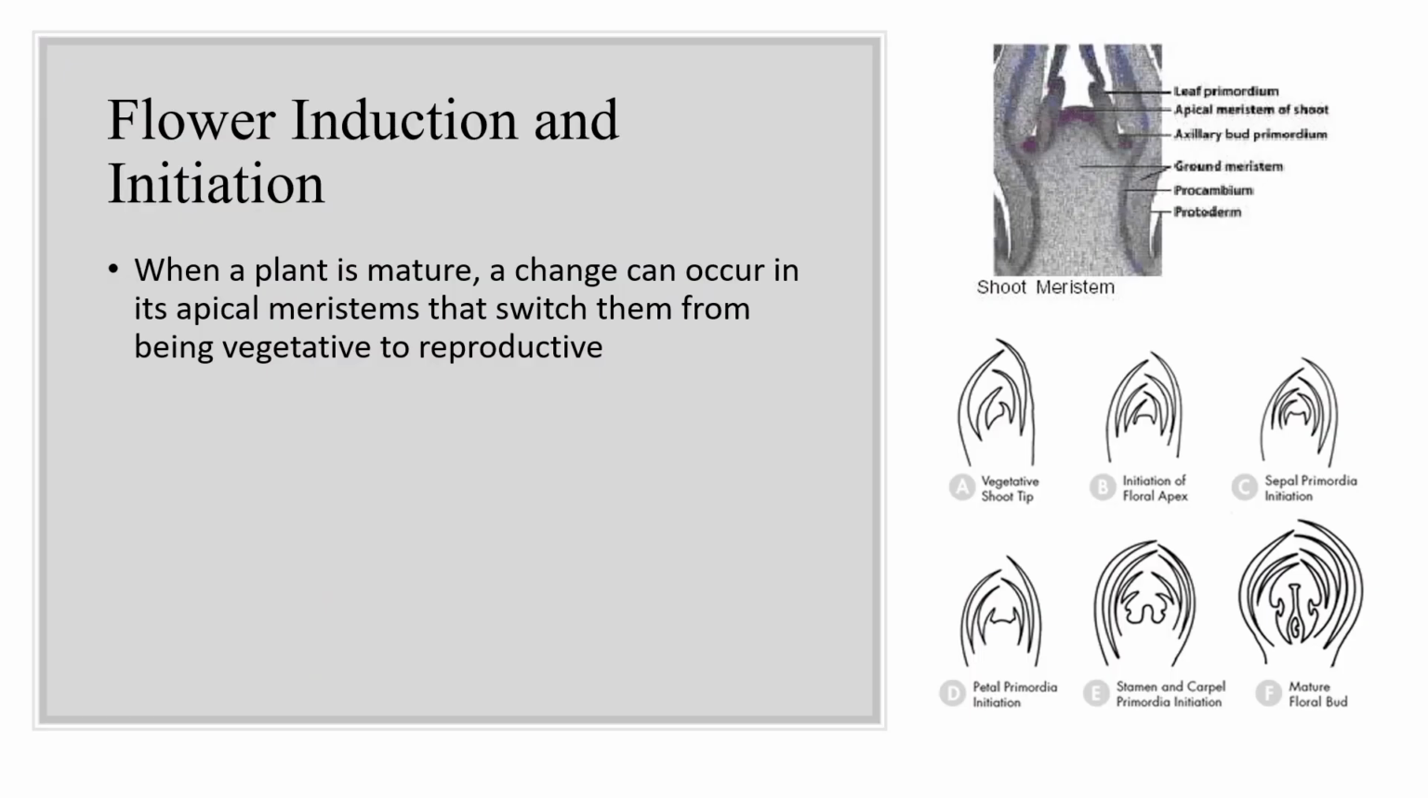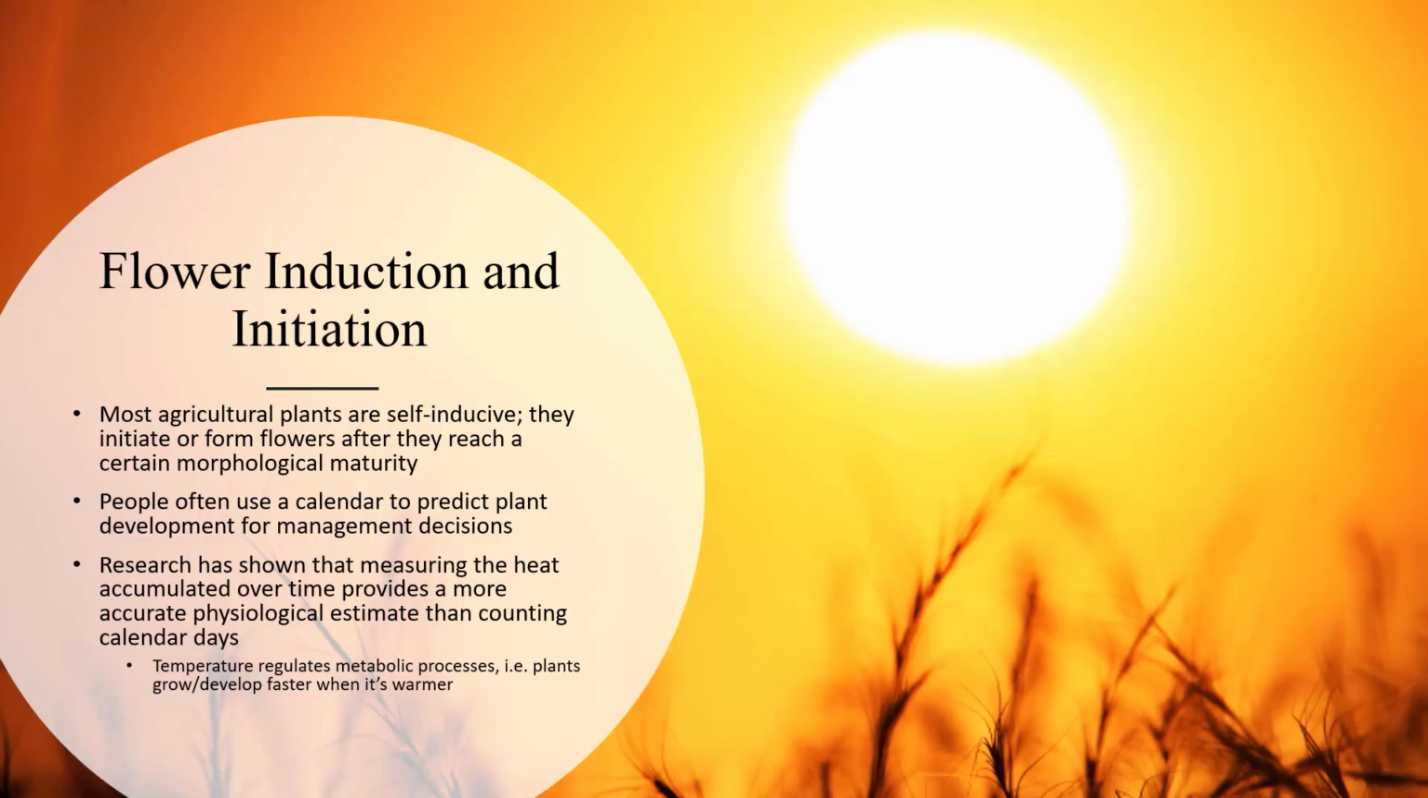Now, once we have a mature plant, what marks a mature plant is its ability to reproduce sexually. And that means the ability to flower. So when a plant becomes mature, a change can occur in its apical meristems, the tips of our shoots, that switch them from being vegetative to reproductive. Now, most agricultural plants are self-inducive, meaning that they initiate or form flowers after they reach a certain morphological maturity.